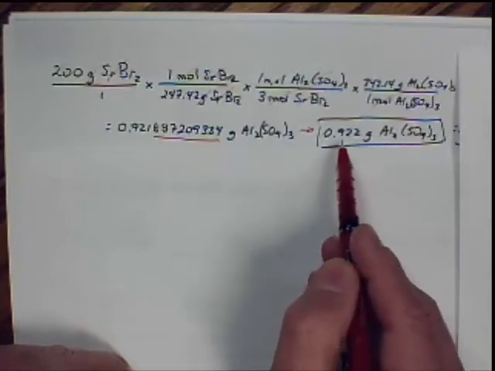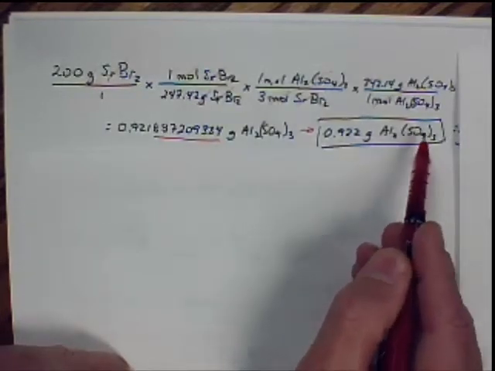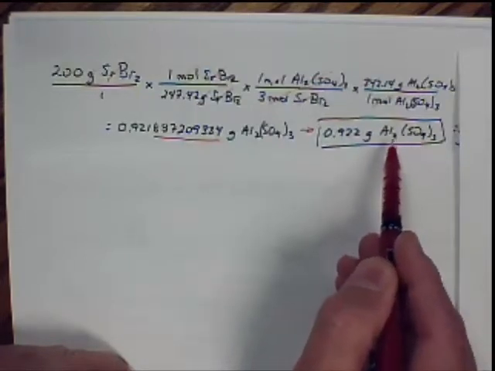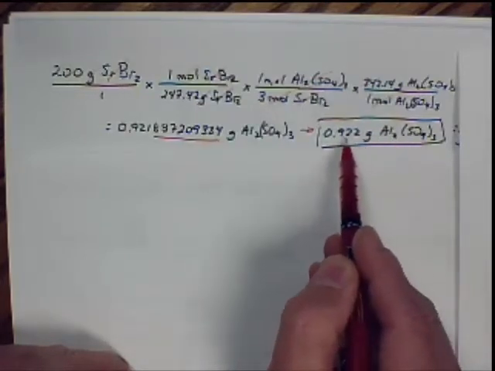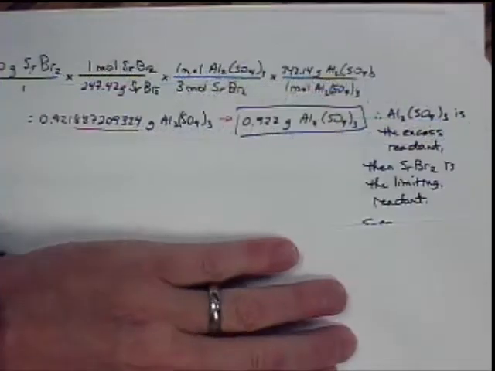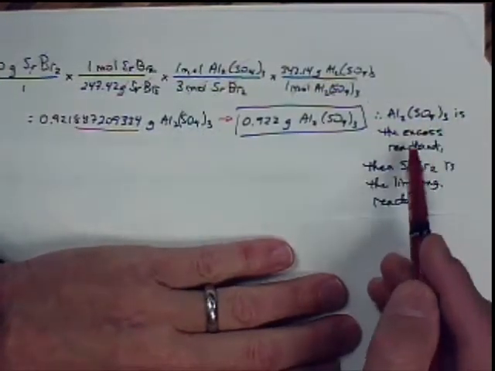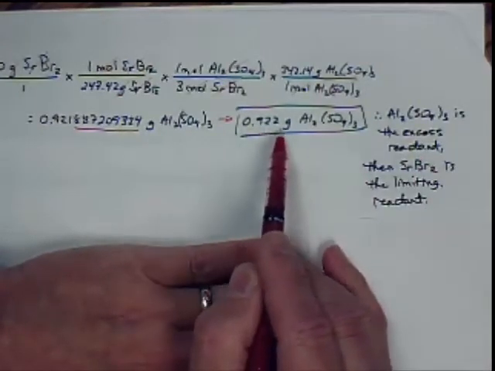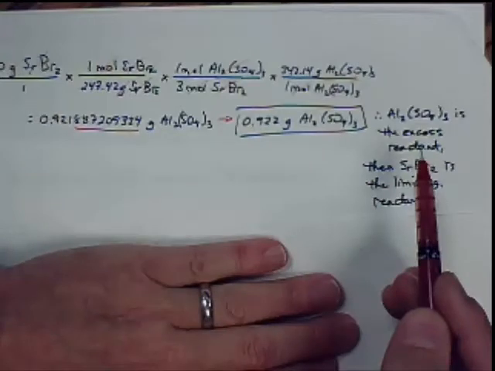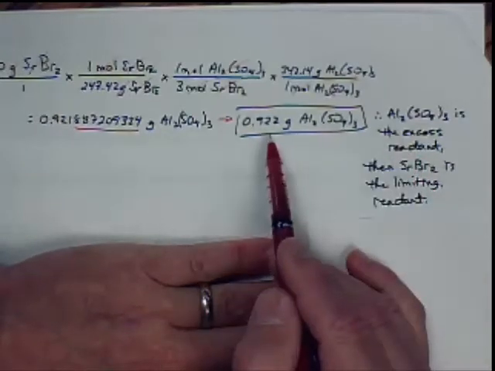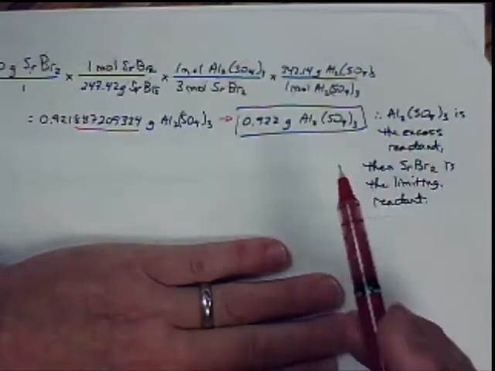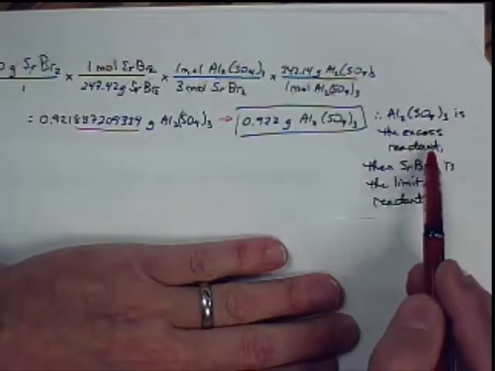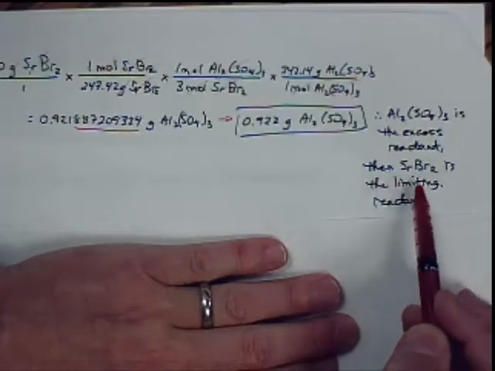So there's going to be plenty of aluminum sulfate left over. If we're only using up less than a gram, there's got to be more than a gram left. And so that makes it the excess reactant. So therefore, aluminum sulfate is the excess reactant. Since we only have 0.9 grams of aluminum sulfate being used up, there's more than a gram left over because we started with 2 grams. Therefore, aluminum sulfate is the excess reactant, and that means that strontium bromide is the limiting reactant.